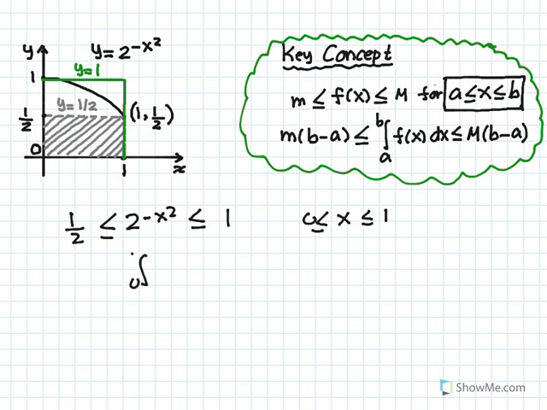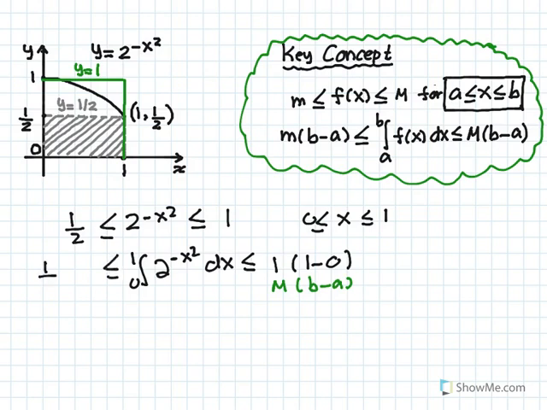Now the definite integral from 0 to 1 of 2 to the minus x squared dx is less than or equal to 1 times 1 minus 0, this is capital M times b minus a, and larger or equal to 1/2 times 1 minus 0, and this is small m times b minus a. So we now have a bound for this integral from 0 to 1. We can estimate the value of this definite integral as less than or equal to 1 and larger or equal to 1/2.